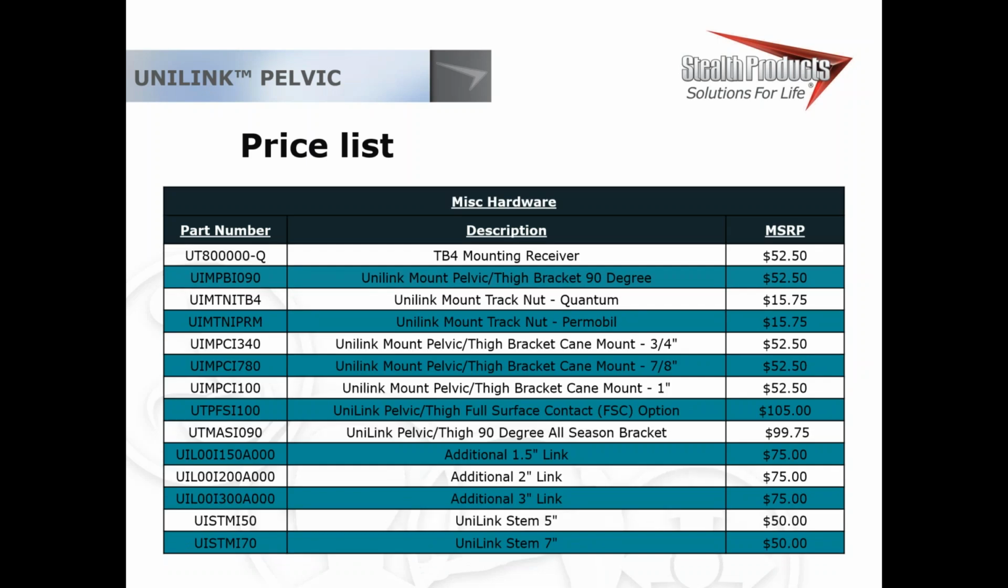What we do have are multiple receivers here. So these receivers and mounts, if they're under $55, will be included with the purchase of a hardware. So if you're purchasing a multi-angle thigh support and you need a different mount, you can add it and it'll be included in there. Links are available separate as well.